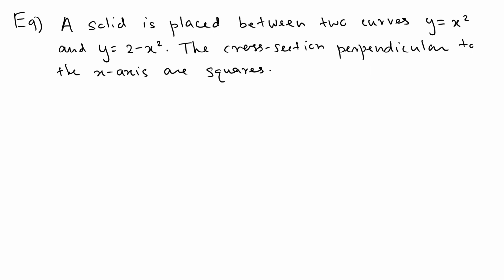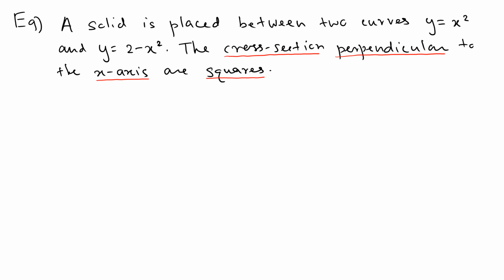The problem says a solid is placed between two curves, y equals x squared and y equals 2 minus x squared. Those are two parabolas, one concave up, one concave down. The cross sections perpendicular to the x-axis are squares. That's the important part. If you slice it perpendicular to the x-axis, you see the cross section looks like a square. That's major information. So cross sections are squares.